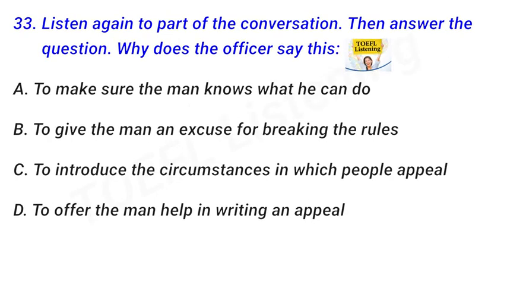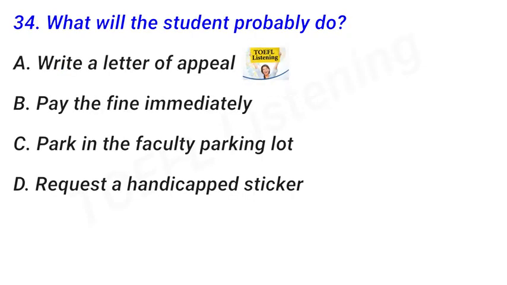33. Listen again to part of the conversation. Then answer the question. Well, you know, don't you, that you do have the right to appeal, since you believe that circumstances exist that may excuse you from certain university regulations. Why does the officer say this? 34. What will the student probably do?